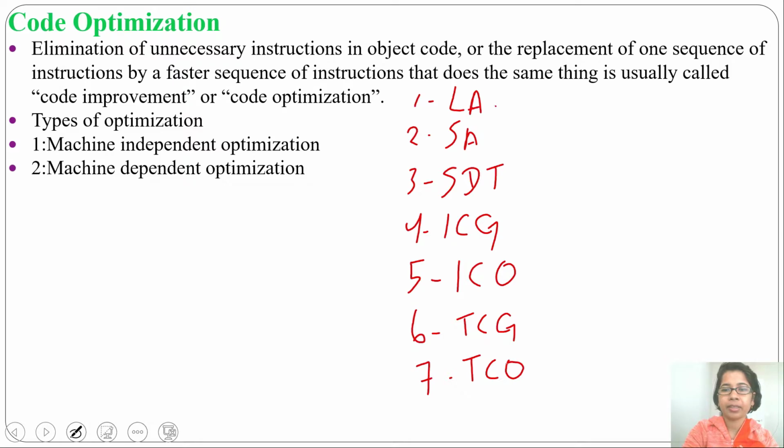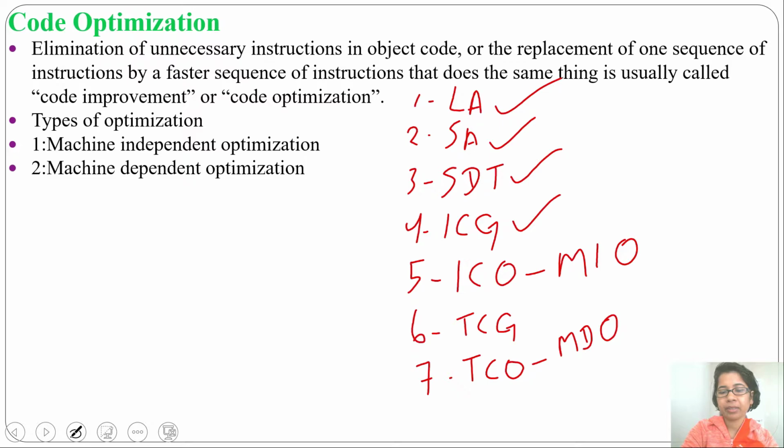I already discussed lexical analysis, syntax directed translation or semantic analysis, and intermediate code generation. Next phase is intermediate code optimization. Intermediate code optimization is also called machine independent optimization, and target code optimization is also called machine dependent optimization. So next I will discuss the fifth phase, that is machine independent optimization or intermediate code optimization.